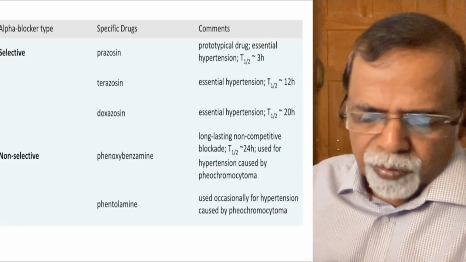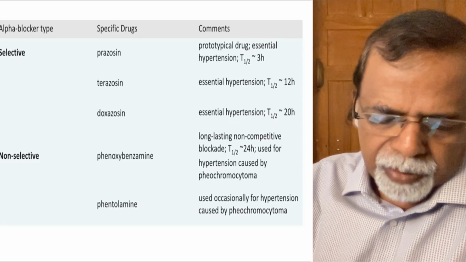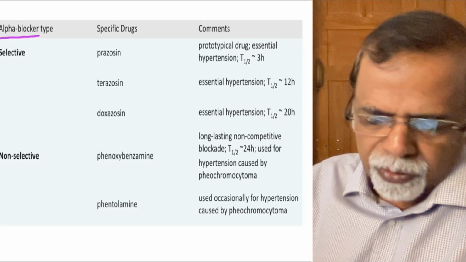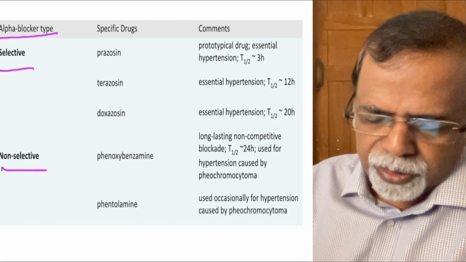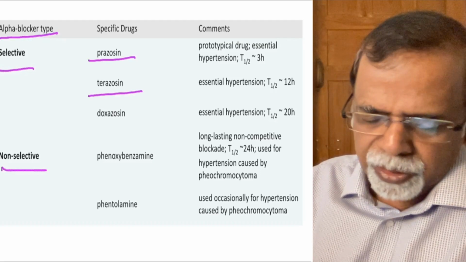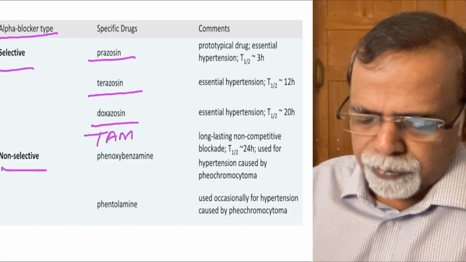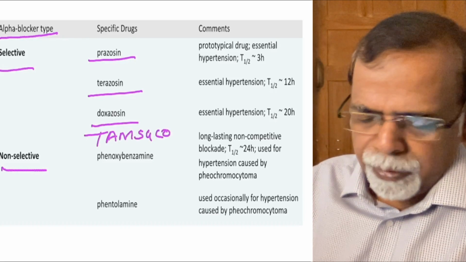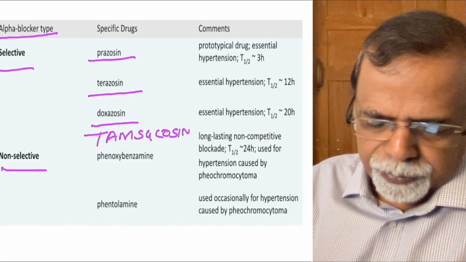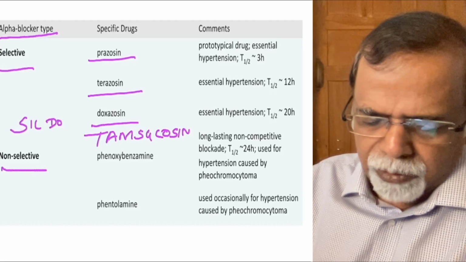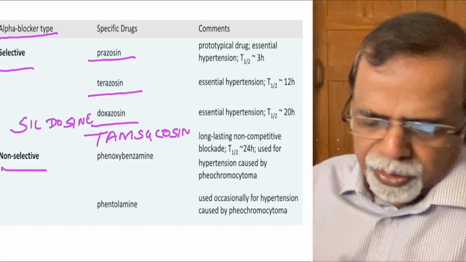Again, we have mentioned the common drugs. Just a recap: alpha blockers, selective and non-selective: prazosin, terazosin, doxazosin. Remember tamsulosin, silodosin. Other drugs are also in the pipeline.